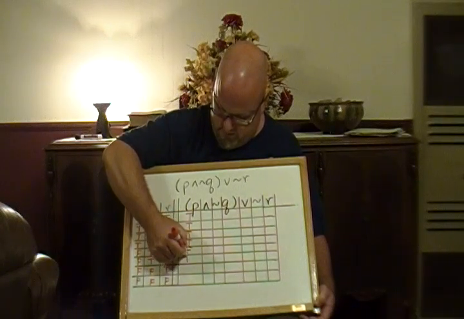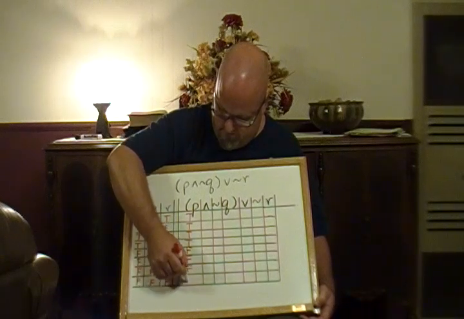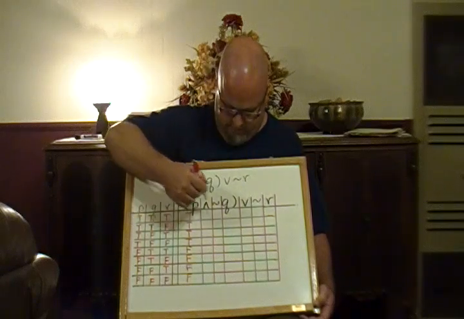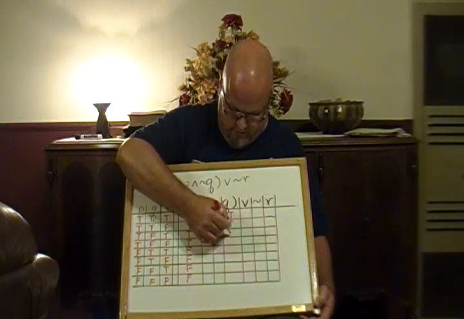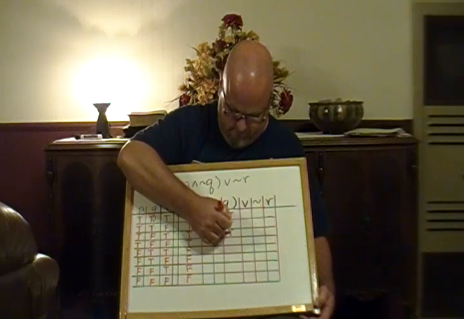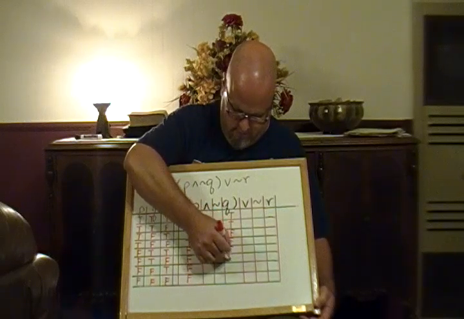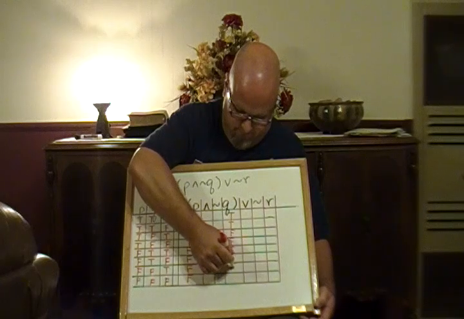False, false, false, false. Next will be my Q, and that's 2 trues, 2 falses, 2 trues, 2 falses.